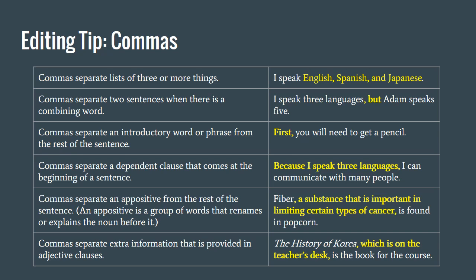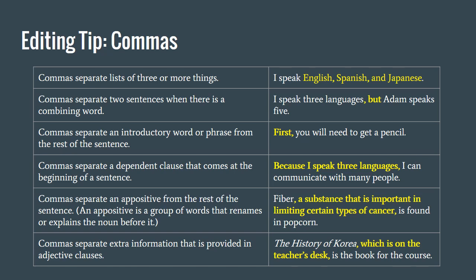Okay, moving on. Commas separate an appositive from the rest of a sentence. An appositive is a group of words that renames or explains the noun before it. You can see the appositive in the example. It's in yellow color. Fiber, a substance that is important in limiting certain types of cancer, is found in popcorn. So you see this yellow part, a substance that is important in limiting certain types of cancer? That's the appositive. It's additional information about a noun. So you're going to add commas around it. Next and last, commas separate extra information that's provided in adjective clauses.